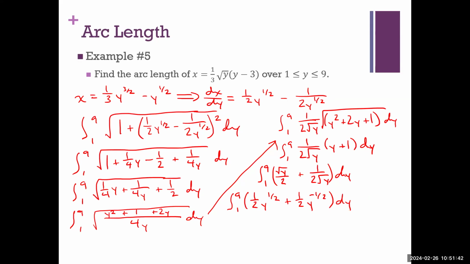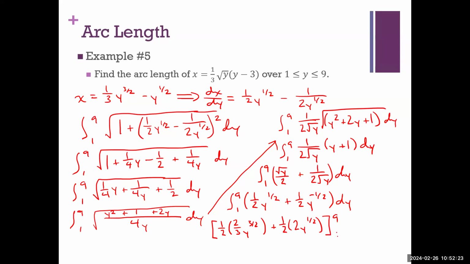Questions? What is the antiderivative of 1/2 y to the 1/2? Yeah, I think ultimately it will be 1/2 times 2/3 y to the 3/2 plus 1/2 times 2 y to the positive 1/2.